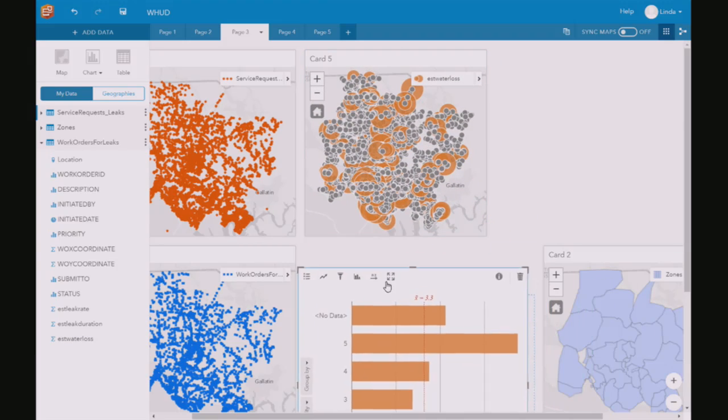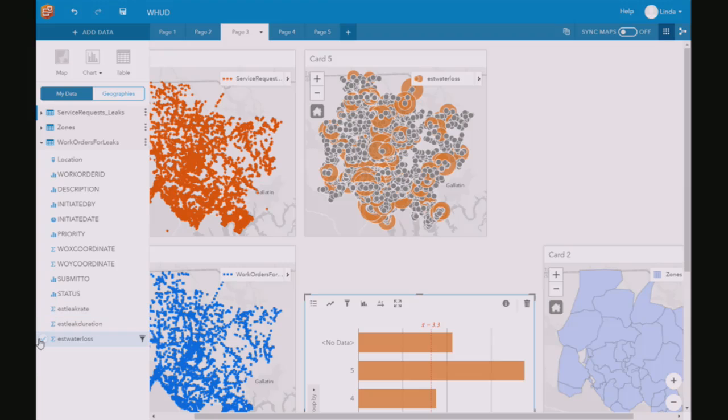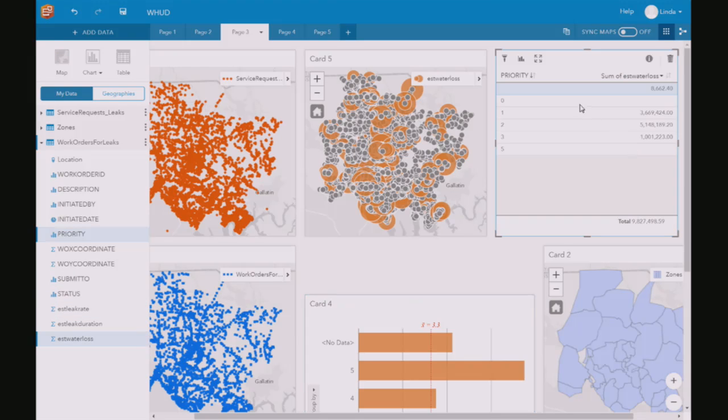I can create my map. So we're missing some information in some locations, but now if I look at that estimated water loss by priority, I'm going to put that on a table. We're going to look at it by average. So now we're seeing where we have the information, the priority ones, essentially those emergency calls they're sent out to do as quickly as they can. If you remember, they're responding in about half a day. They're losing about 35,000, whatever it is, gallons of water for each one of those.